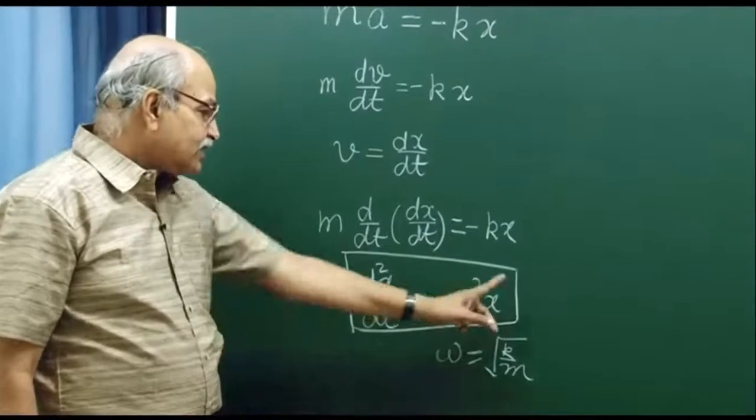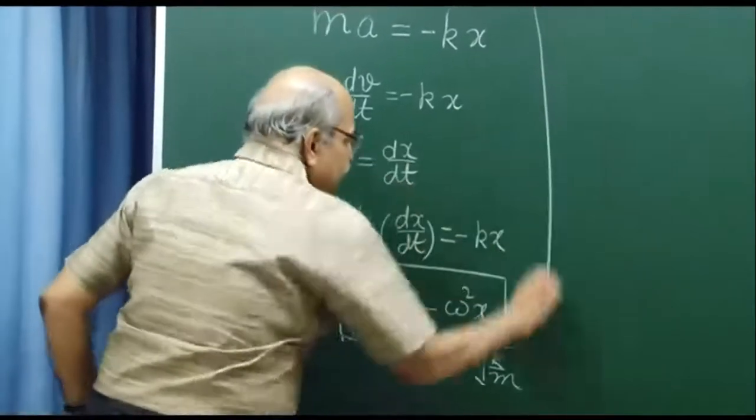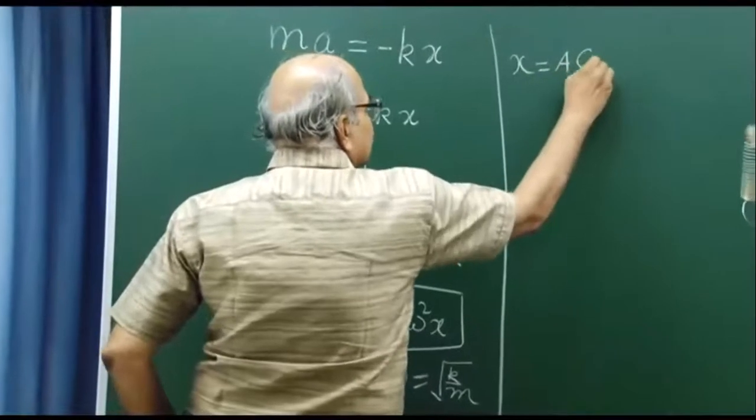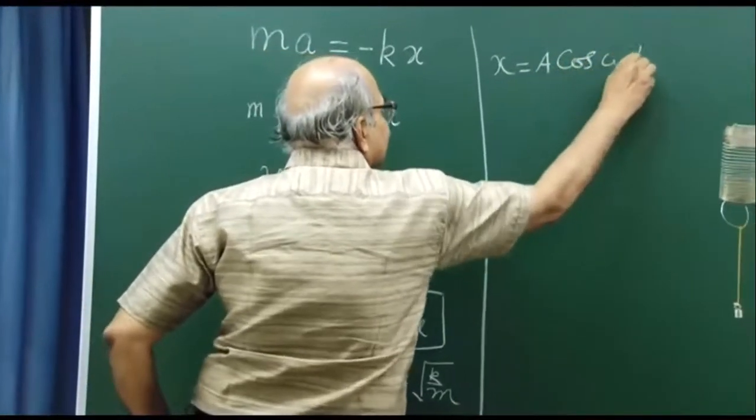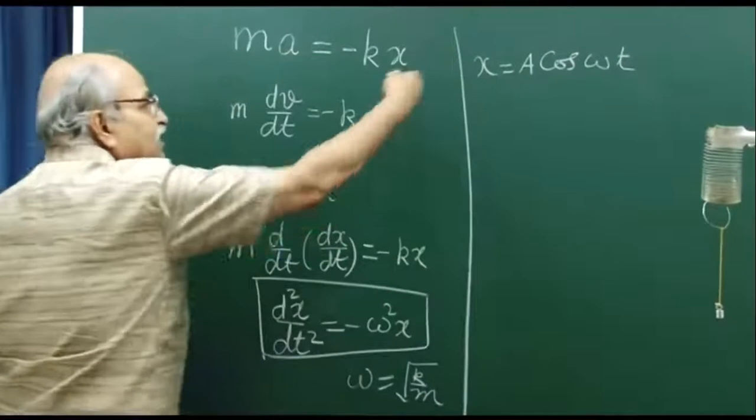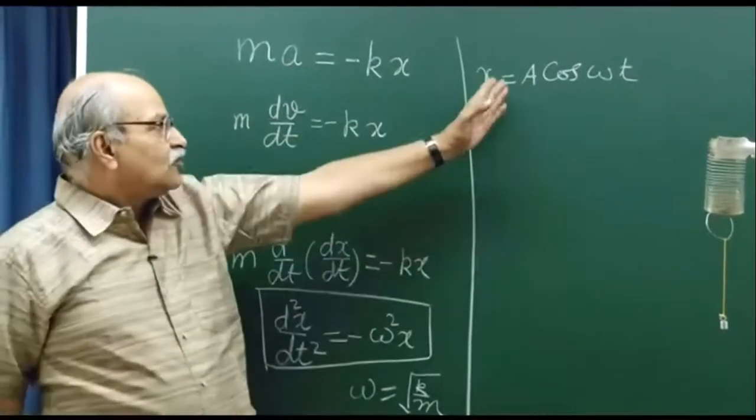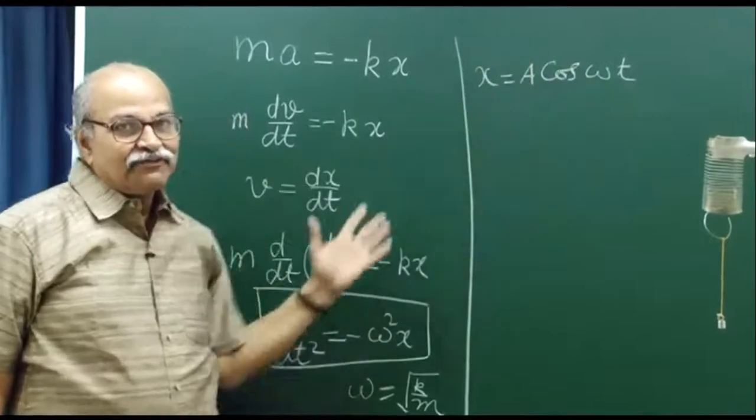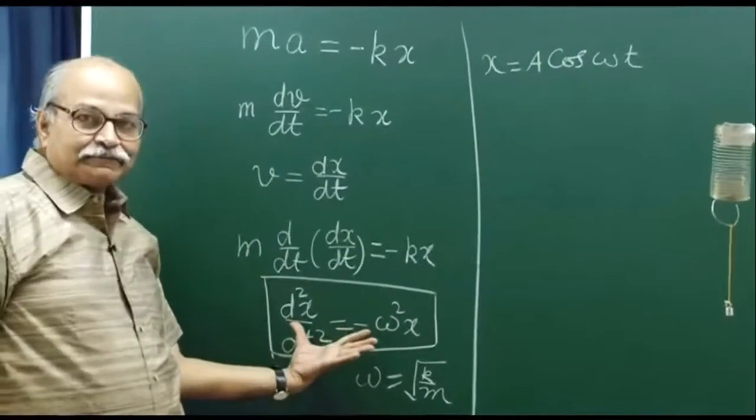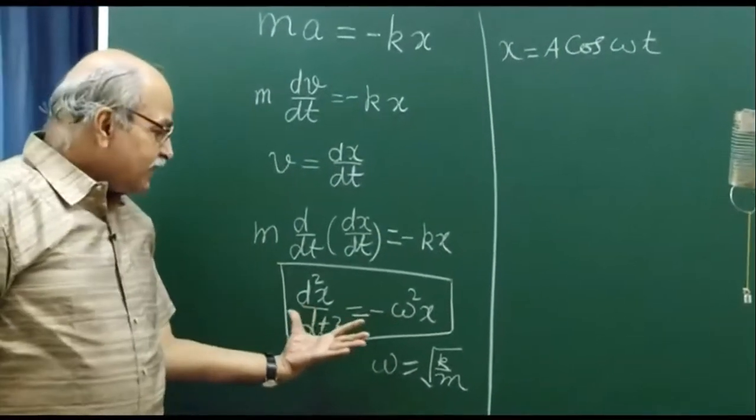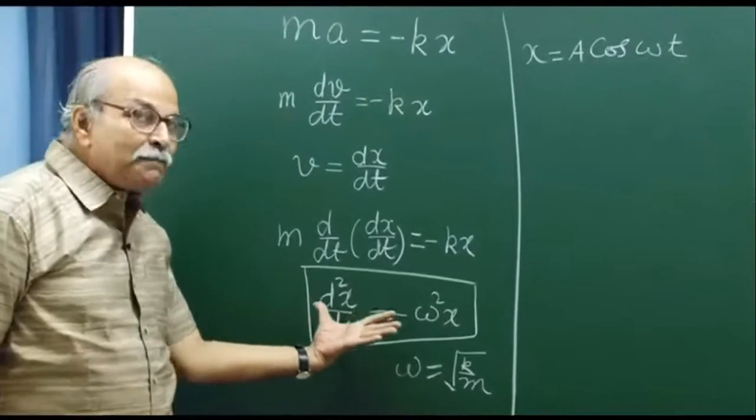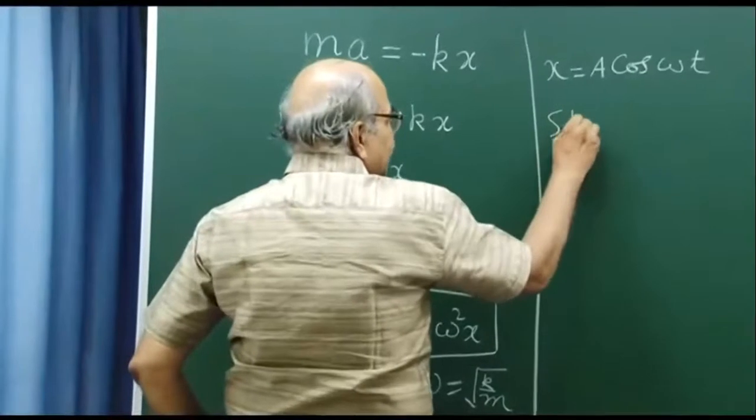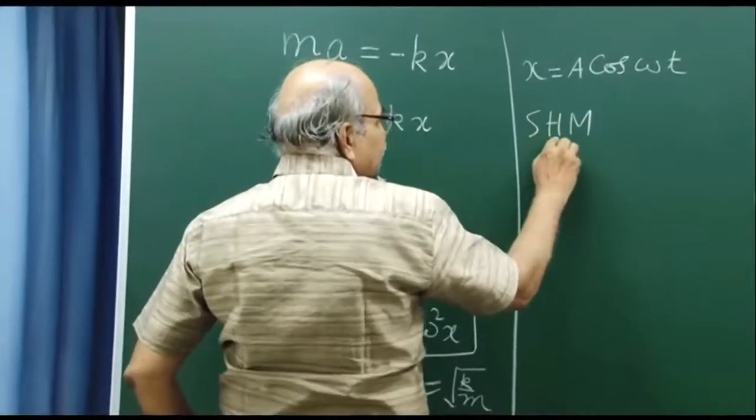And you can write this x from here. In this situation, you can write x as some constant times cosine of omega t, or omega t plus phi, or sine omega t. This kind of dependence of position on time will result if you have this basic equation. And if that is the case, this is known as simple harmonic motion, SHM.